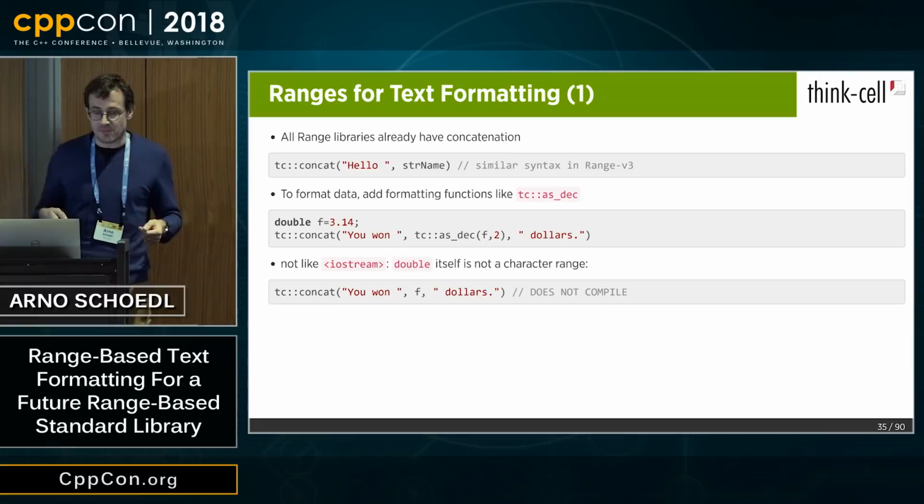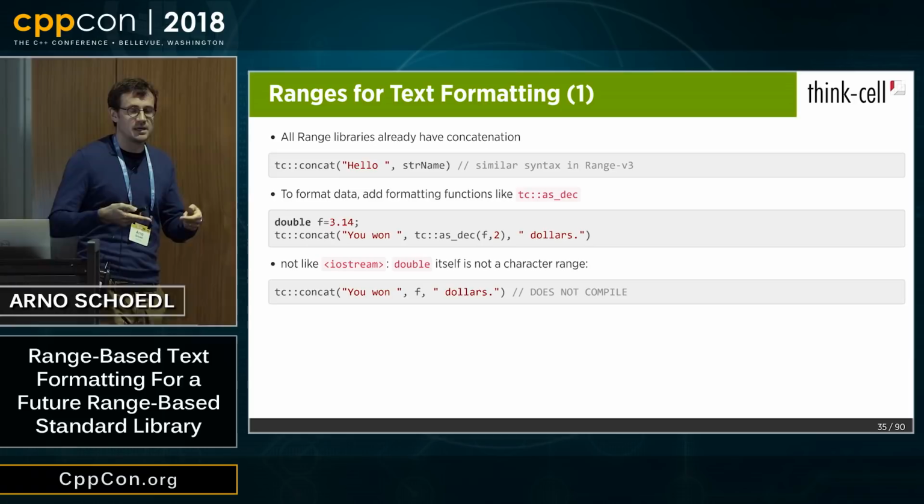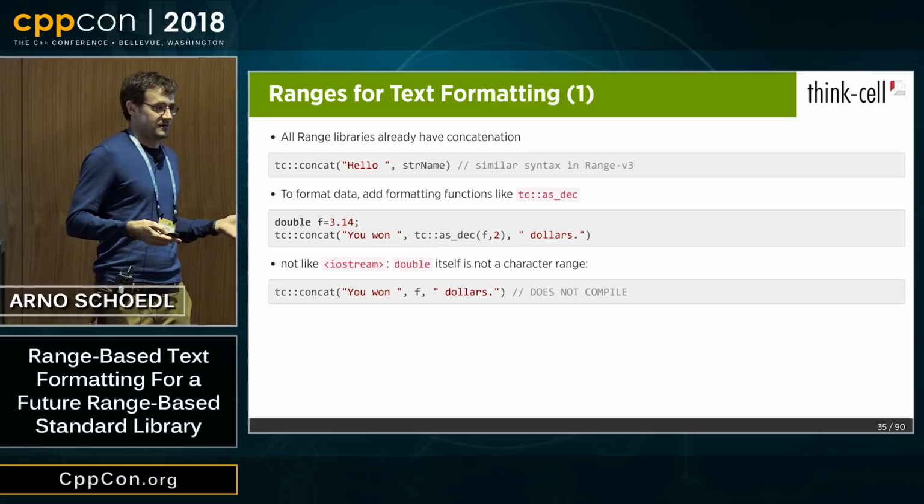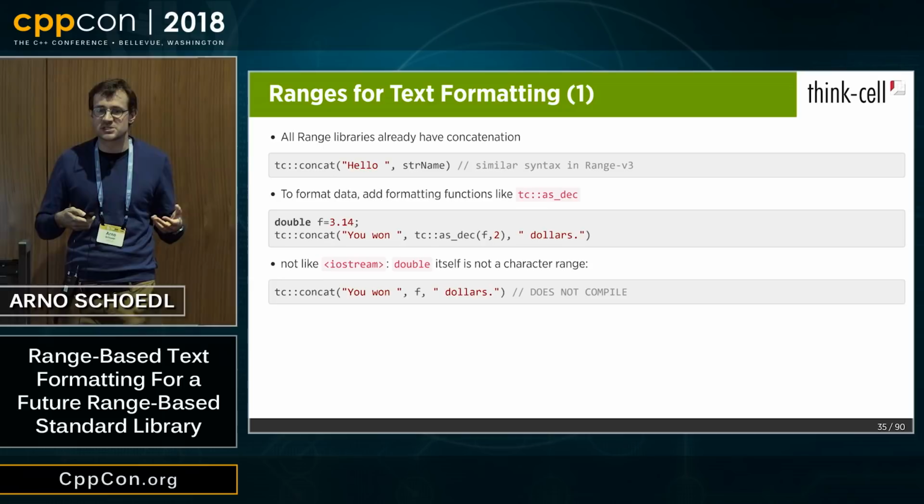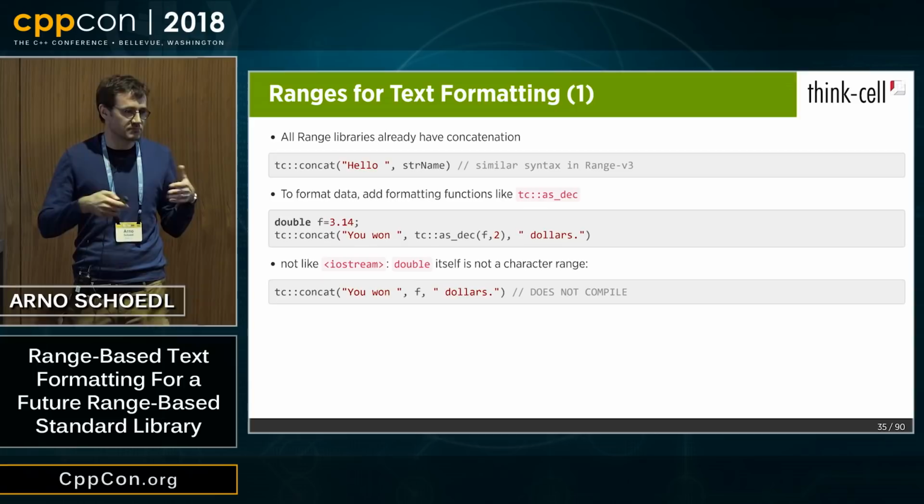Just to keep in mind, this is not like iostream. You have to explicitly turn your data into strings because ranges can be anything. The ranges could also be a range of doubles, so you don't want to be confused about what type of range you currently have. So we make an explicit call to say, okay, this is no longer a double. This is now a range of characters.